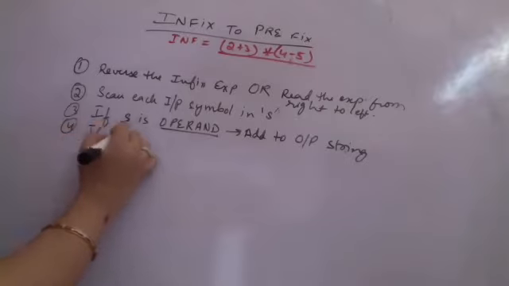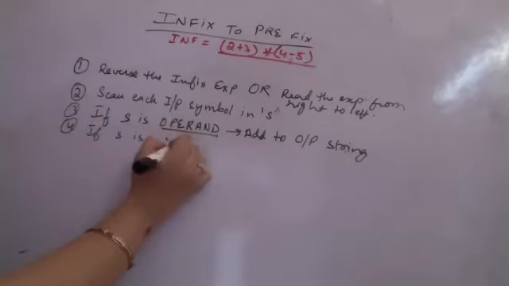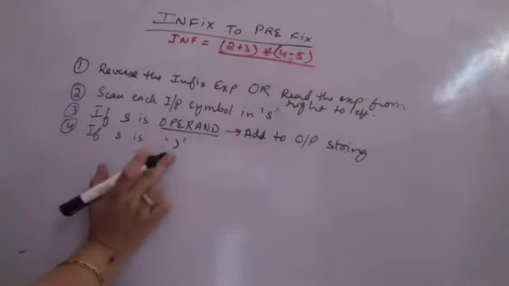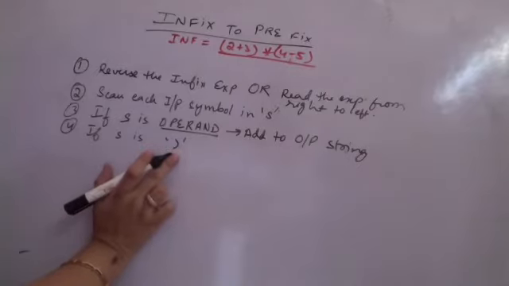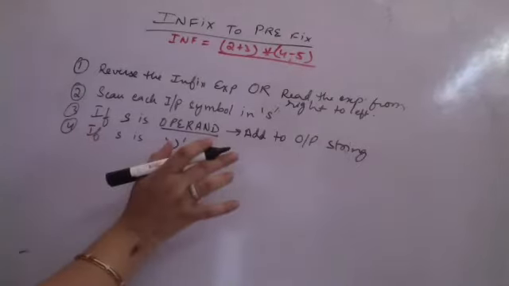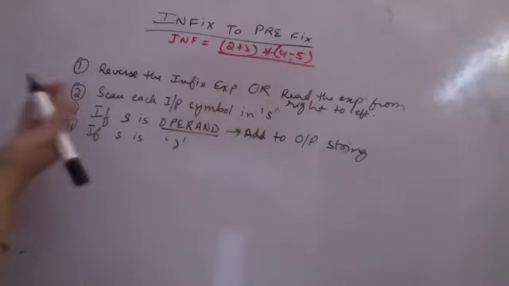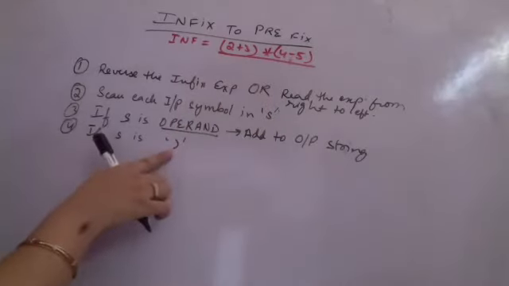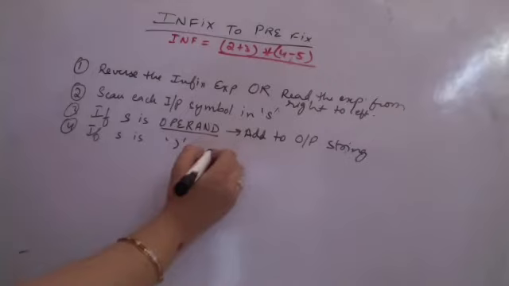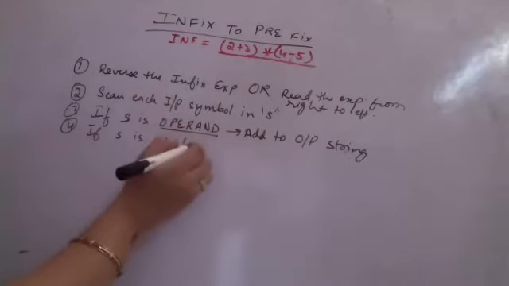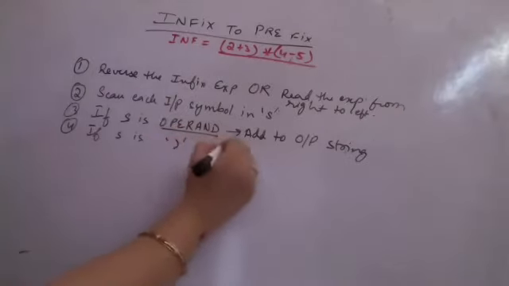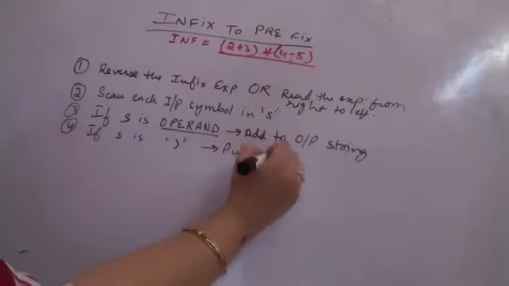If S is a closing parenthesis, now this time this is a closing one. In postfix we were first checking the opening parenthesis. Since we are reading the expression in reverse, if it is a closing parenthesis, you have to push it onto the stack. So you will be pushing this on the stack.